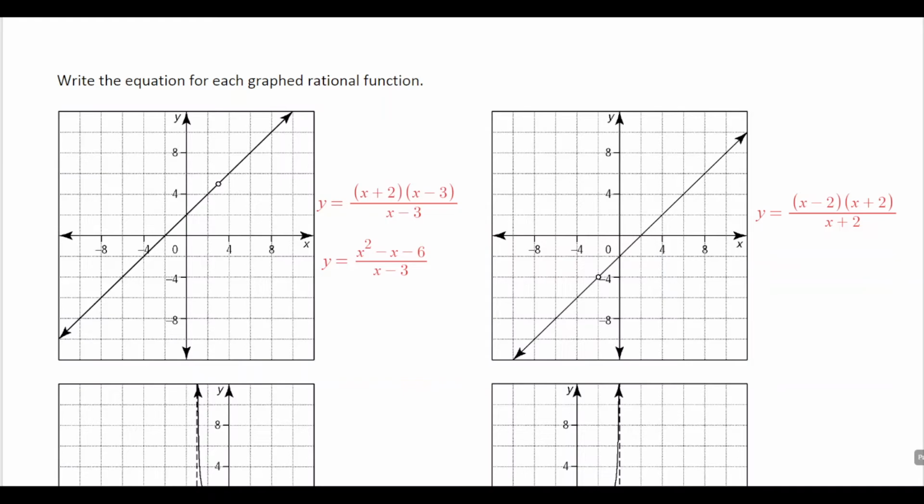Now, if I do that, I'm done. That's my function. If I wanted to multiply these together to just write it in standard form, I can FOIL these out, and what I'll get is x squared minus 4. So either one of these two would be fine for this one.